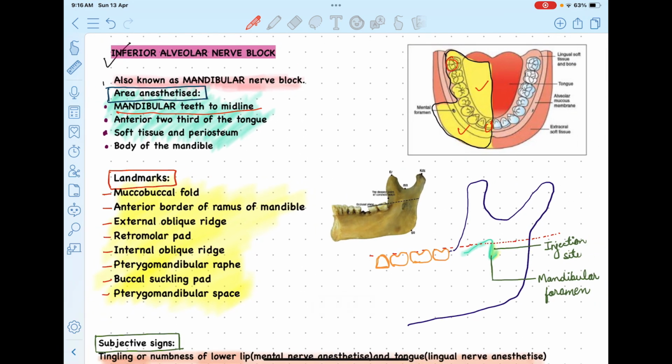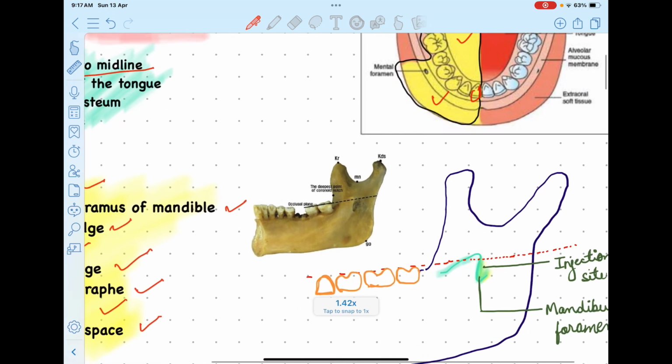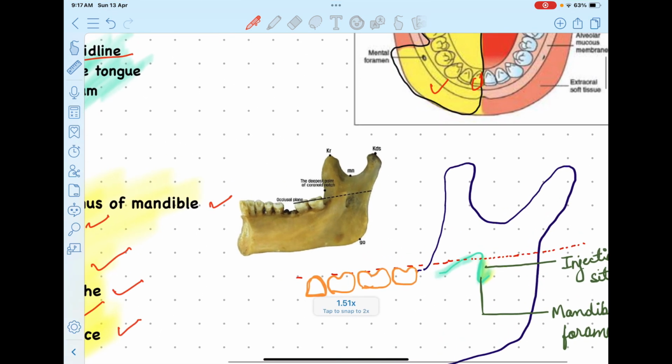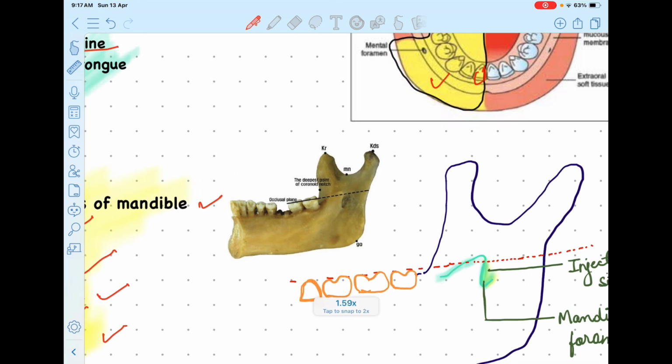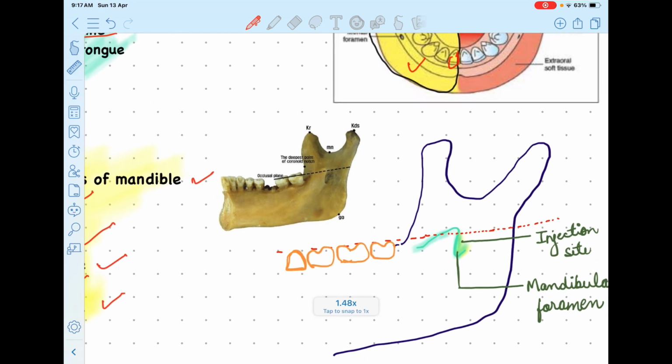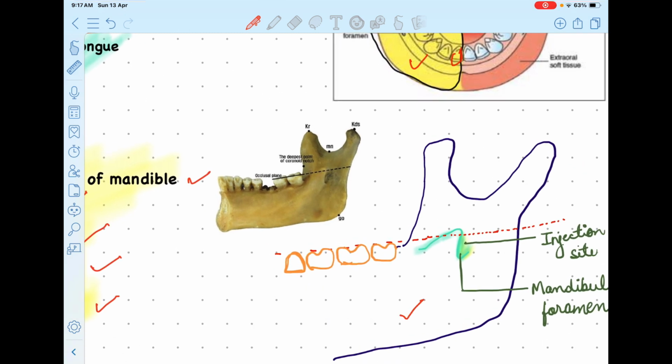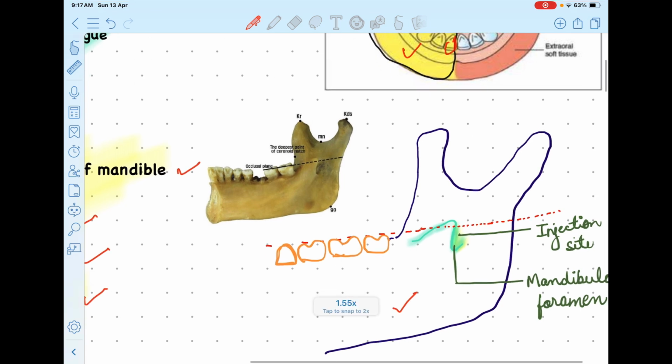Now let's see the landmarks. Mucobuccal fold, anterior border of ramus of mandible, external oblique ridge, retromolar pad, internal oblique ridge, pterygomandibular raphe, buccal sucking pad, and pterygomandibular space. So this is the mandible, and just in case the examiner gives you a mandible along with the syringe or the needle and asks you about the target site, I think you will be able to tell. This one is the schematic diagram of mandible.